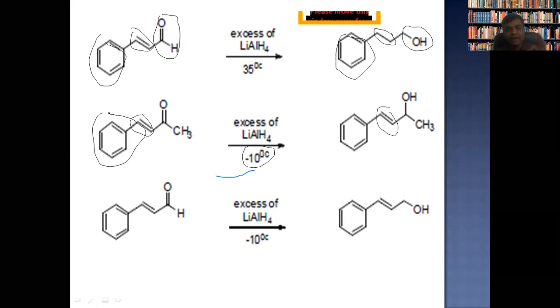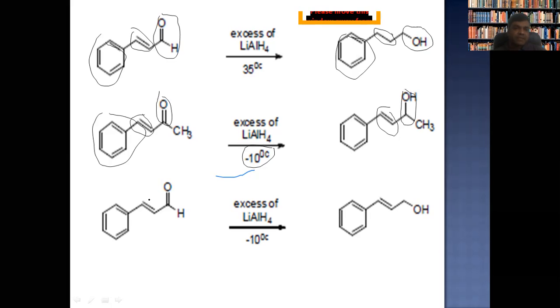Why is it so? At low temperature. So remember, at 35 degrees Celsius, when a phenyl group, an electron withdrawing group, is there, then reduction of the carbon-carbon double bond takes place. But at minus 10 degrees Celsius, even though a phenyl group, an electron withdrawing group, is present, no reduction of the carbon-carbon double bond takes place. However, the carbonyl group will still be converted to a secondary alcohol. There is no question about it.